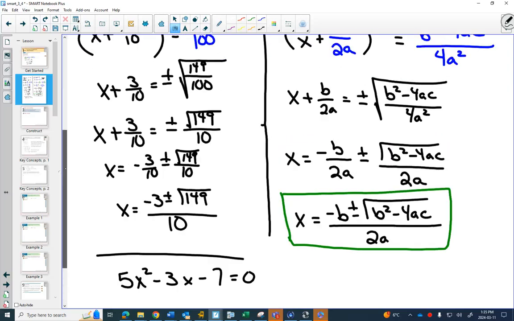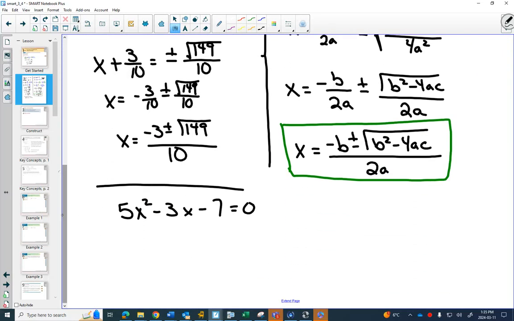Was it minus 3x? No, plus 3x. If you have the quadratic formula, and you don't want to factor, and you don't want to complete the square, because you look at this one, you're like, oh, that is going to have a lot of fractions. I don't want to complete the square, because that just looks tedious. You can now say, hey, my A is 5, my B is 3, and my C is negative 7.